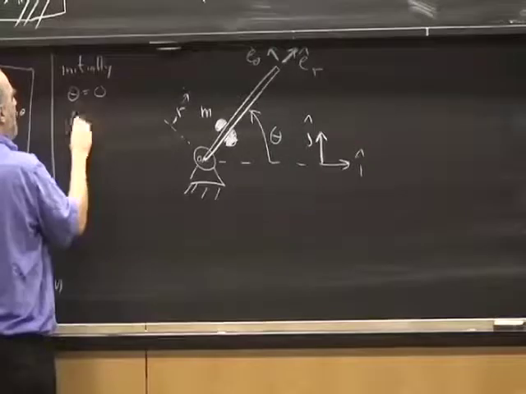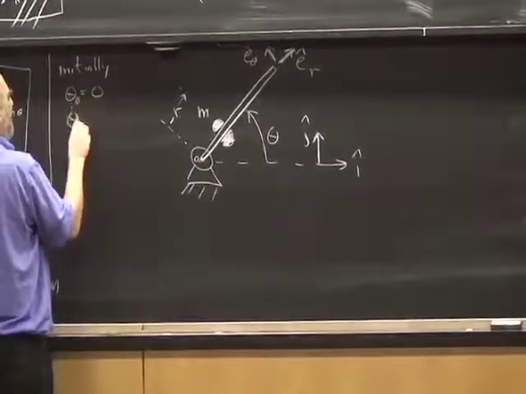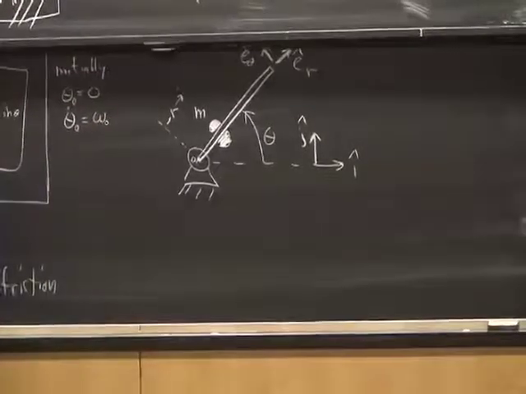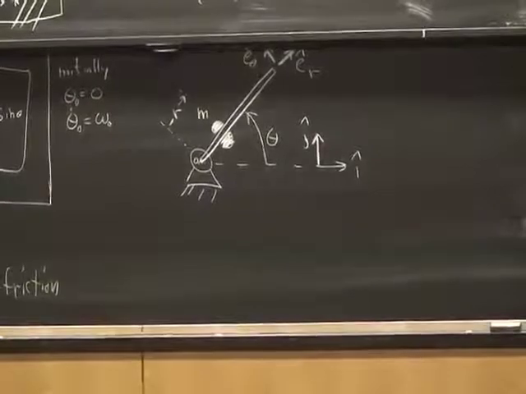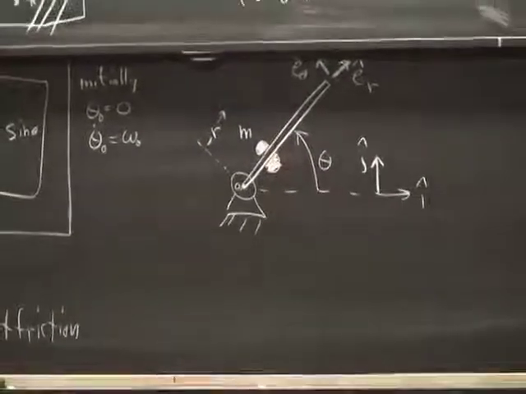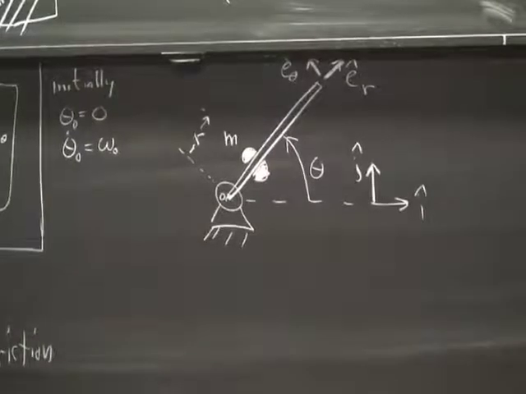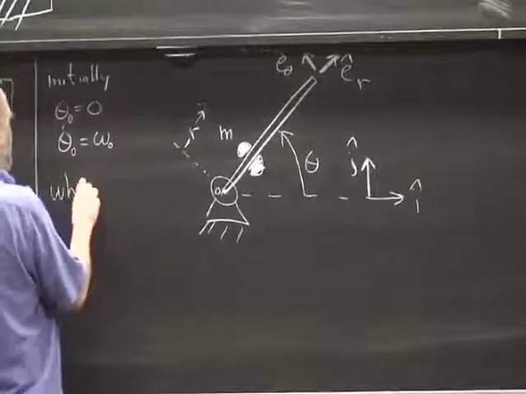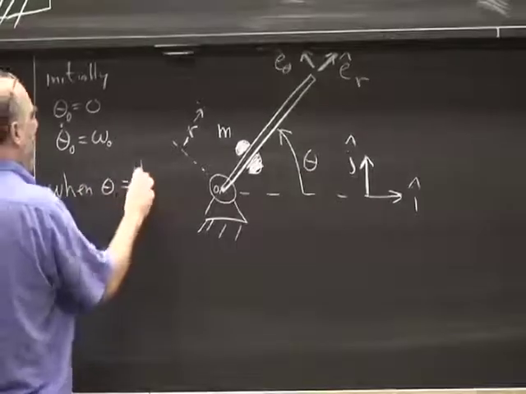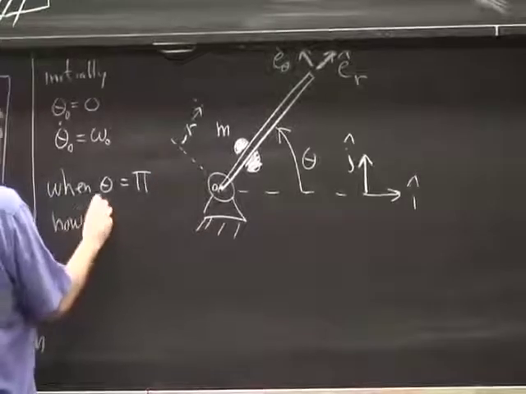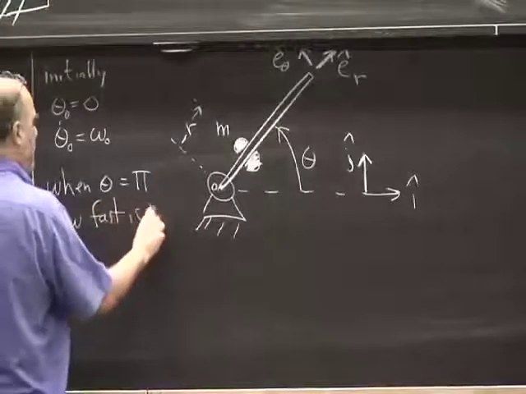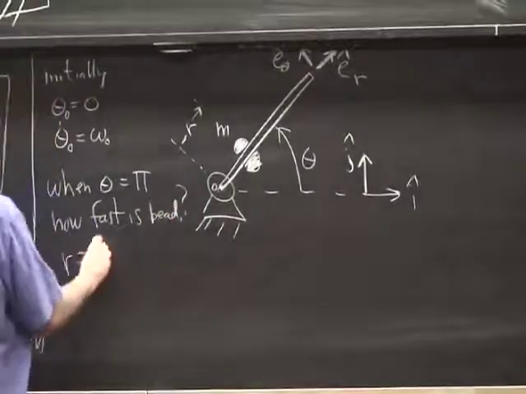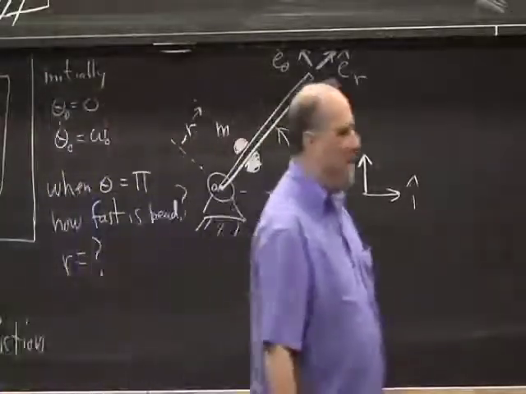And let's just say that initially, theta is equal to 0, so I'll put theta_0 equals 0, and theta dot_0 is equal to, let's just pick some number, let's just call it omega_0. That's how fast this thing is being flicked. And we would like to know, say, how fast this is going at some point. So when theta is equal to, say, pi, how fast is this going? And maybe we could ask, what is r equal when theta is equal to pi? How far along the bead, along the rod has this thing gone?